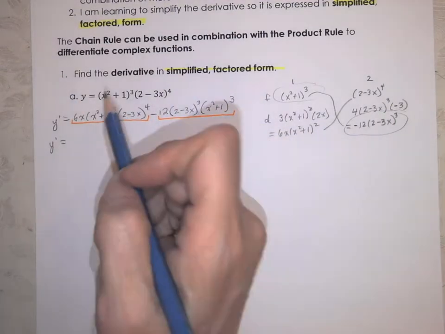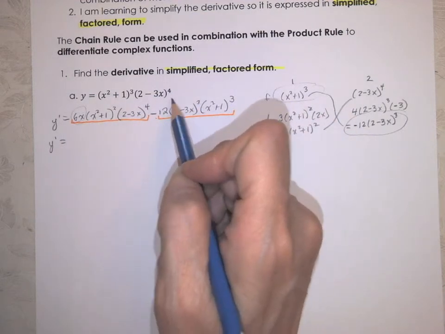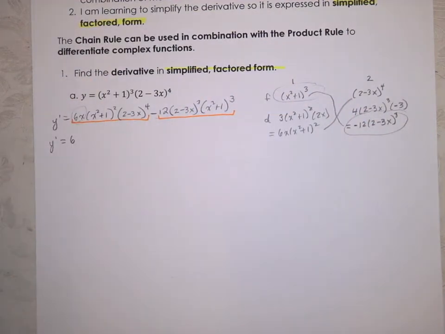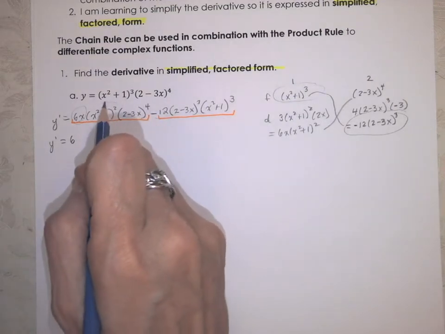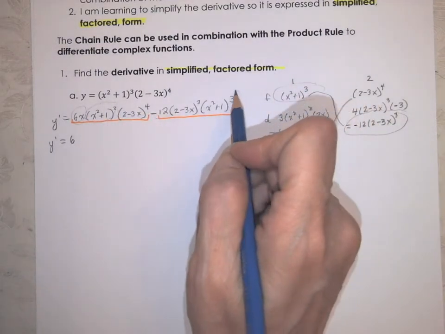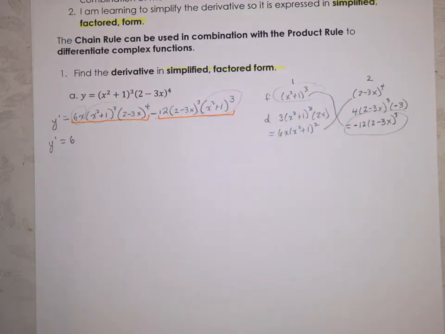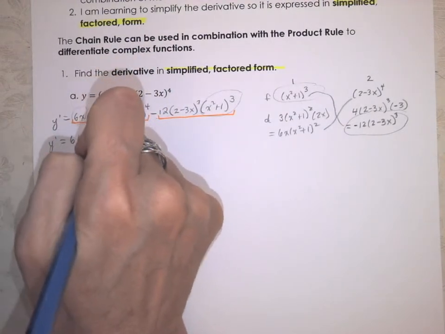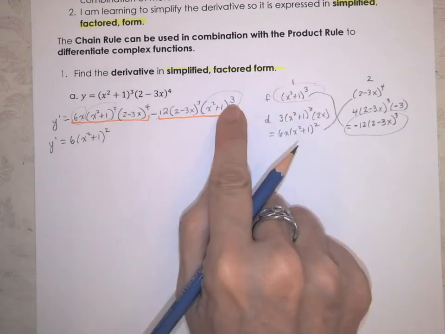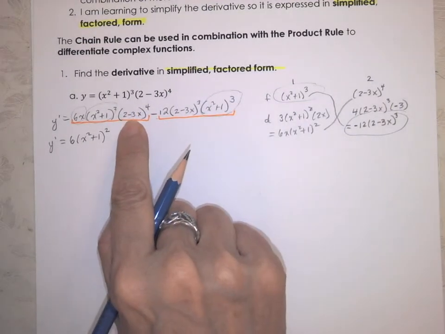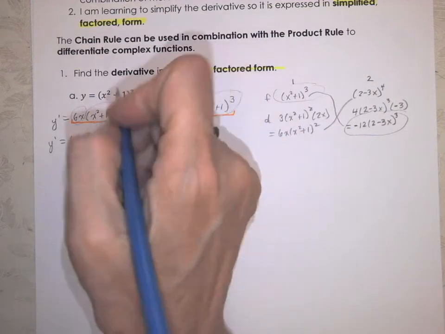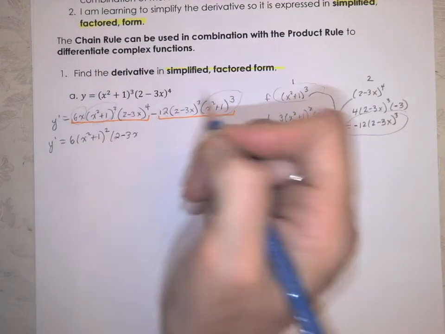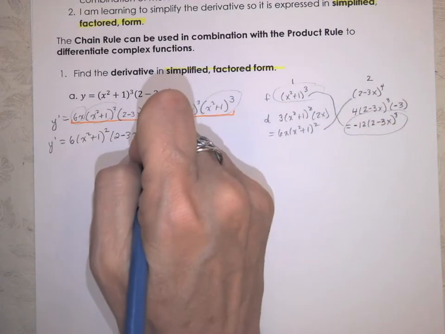So I'm going to compare the monomials in each part first. So the 6x and the negative 12 have 6 in common. And then I'm looking at the (x squared plus 1) to the power of 2 and the (x squared plus 1) to the power of 3. Okay? So when you're finding the greatest common factor, even if it's a binomial common factor, you take the one with the smallest exponent, so it's going to be (x squared plus 1) to the power of 2, because power of 2 is smaller than the power of 3. And then I'm going to compare the 2 minus 3x terms. Smaller exponent is to the power of 3. So this is my greatest common factor.